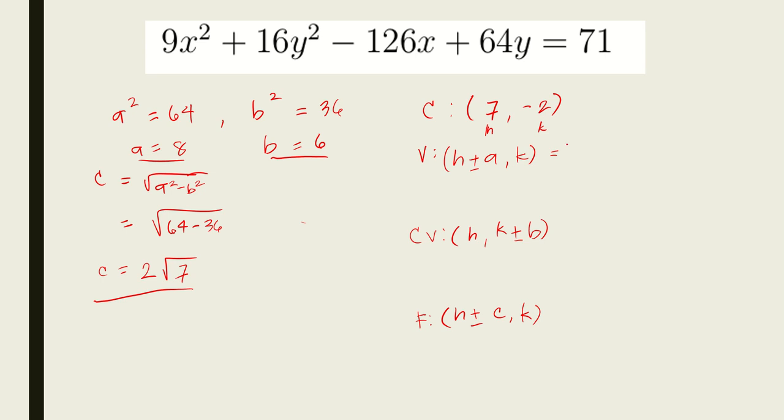So let's make use of the values there. That is 7 plus minus the a, which is 8, comma, the k is negative 2. Therefore, to simplify that, the 2 points are 7 plus 8 is 15, comma, negative 2, and 7 minus 8 is negative 1, comma, negative 2. These are the 2 points of the vertices.